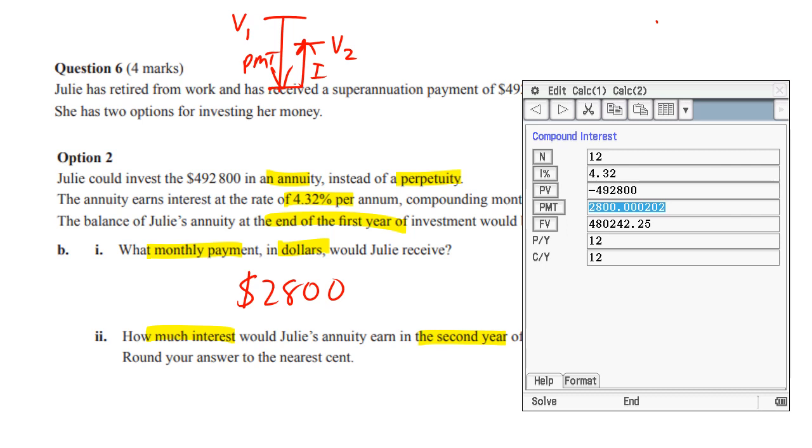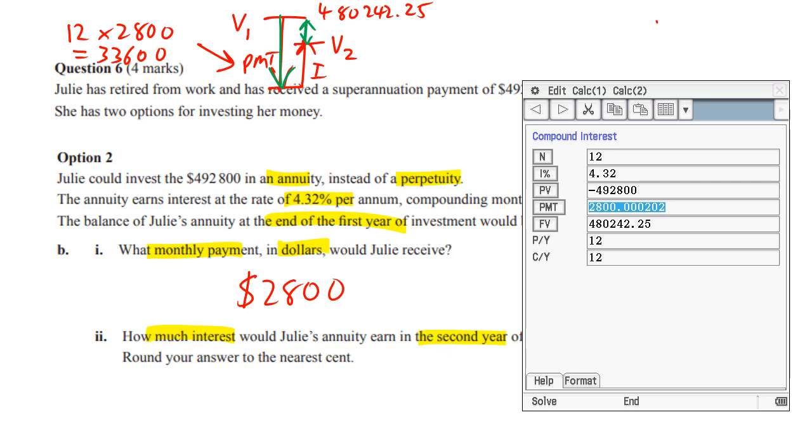So what have we got so far? Well, we know the payments are 12 times 2,800 because we worked that out before, and that equals $33,600. So we know the height of the payments. We also know what V1 is. That was $480,242.25. If we work out V2, we can work out this little gap here. So if we take the payments and minus that little gap, what's left is the interest, which is what we want.